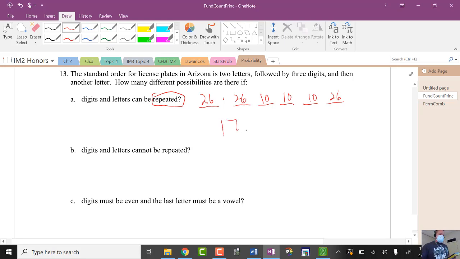This is usually the rule, 17,576,000. Now, Arizona's got to question themselves, is that enough? Is that enough unique license plates to cover all cars in the state? And if not, they have to loosen up the restrictions, all right? And maybe say you can start with a letter and a digit.